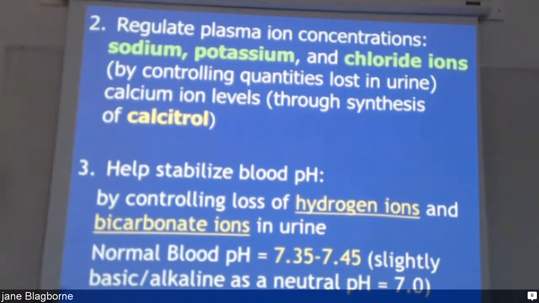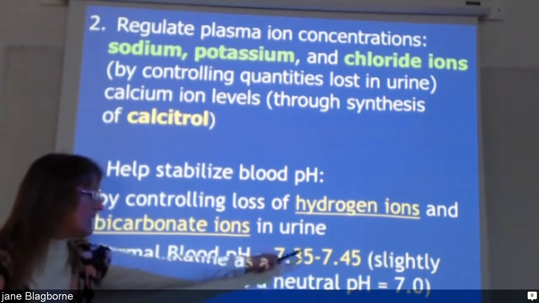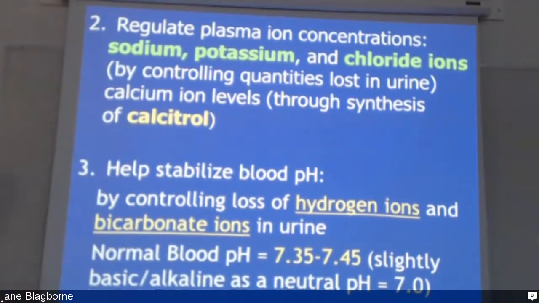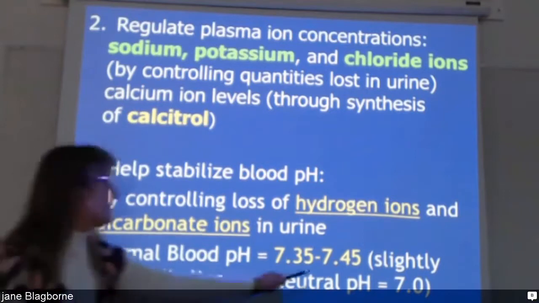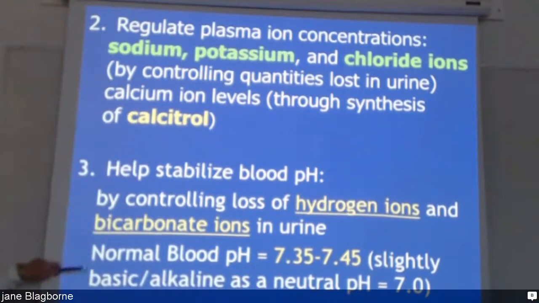Now, normal blood pH runs from 7.35 to 7.45. So it's slightly basic, alkaline. Neutral pH is 7. So when they're concerned about the pH of the urine, people who have a low pH, which is below 7, oftentimes will be more prone to infections because the acidity of the urine helps get rid of the infection. The acidity of urine also helps dissolve calculi. So if you have any little stones in the bladder, it would help dissolve those as well. So that's one of the important reasons that the urine should be a little bit more acidic.